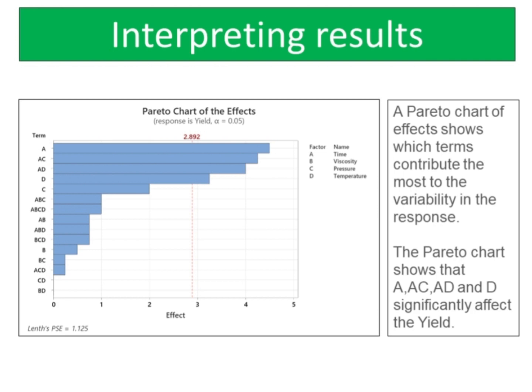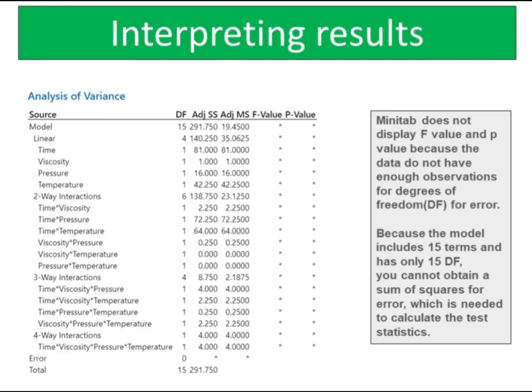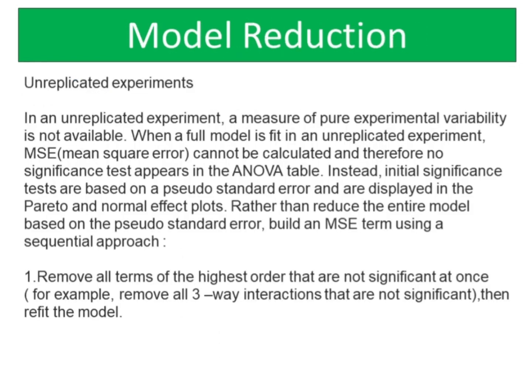A Pareto chart of effects shows which terms contribute the most to the variability in the response. The Pareto chart shows that A, AC, AD and D significantly affect the yield. Minitab does not display F-value and P-value because the data do not have enough observations for degrees of freedom (dF) for error. Because the model includes 15 terms and has only 15 dF, you cannot obtain a sum of squares for error, which is needed to calculate the test statistics.